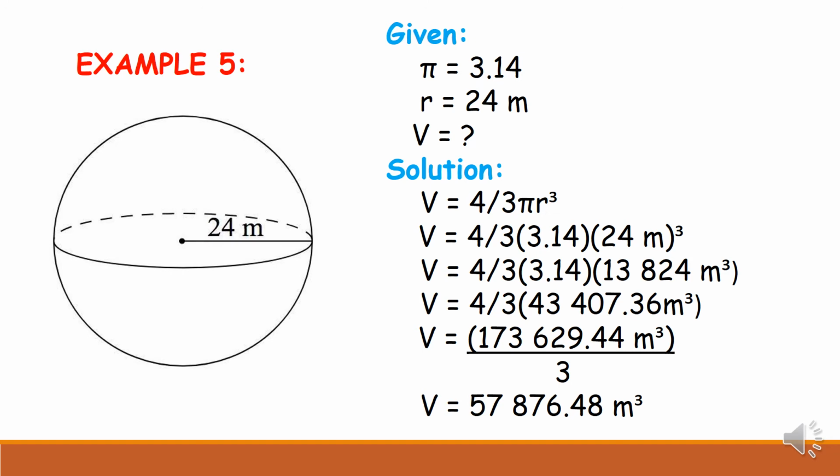So that is equal to 43,407.36 meters cubed, times 4/3. So multiply it by 4. We have 173,629.44 meters cubed, divided by 3, and that is equal to 57,876.48 meters cubed. So that is the volume of the given sphere.